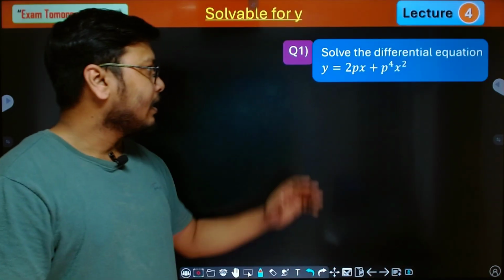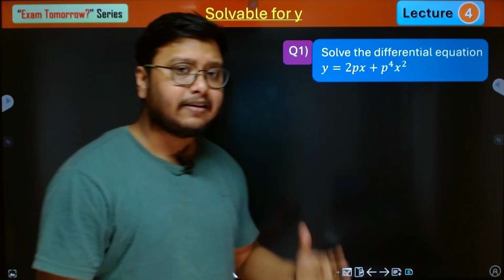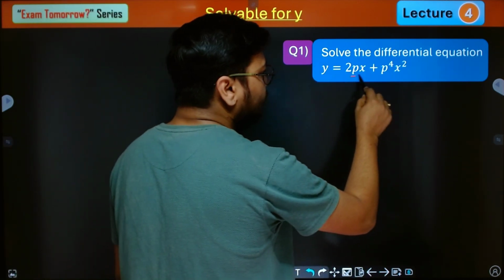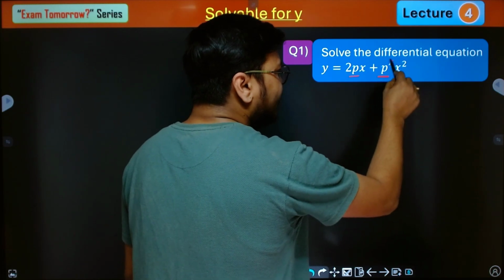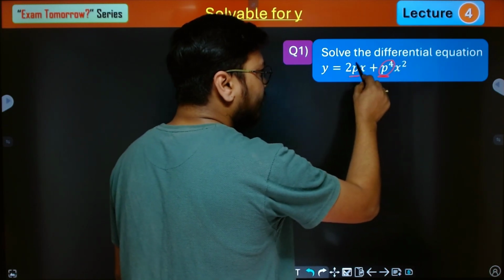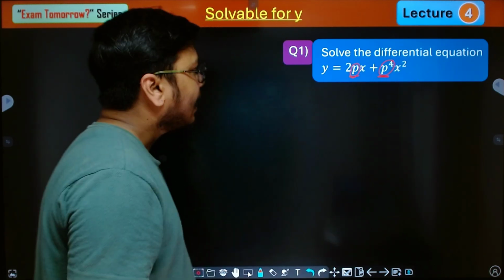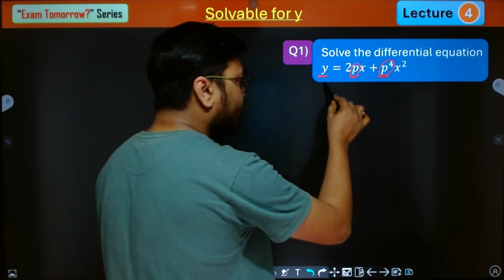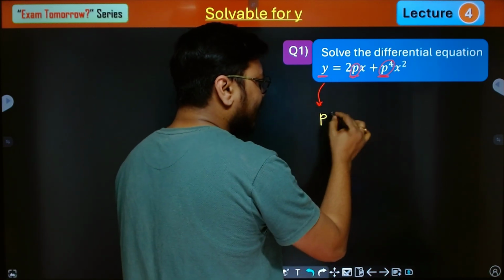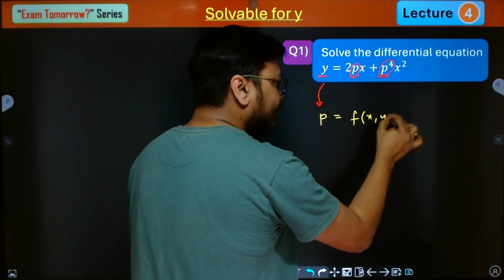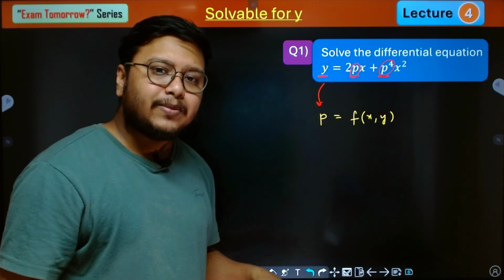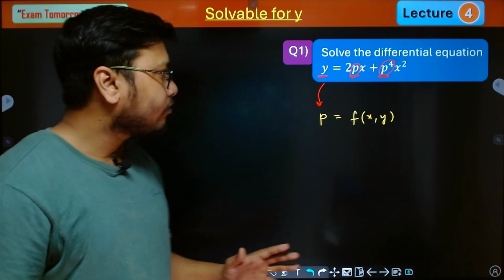Let's take a look at another differential equation. Here, if you observe, it's going to be difficult if you try to solve this for p, because p is having a very high power over here. There is again one power of p, and on this term there is no p at all. So trying to express p as a function of x and y is really difficult because we won't be able to factorize anything. That means it's not going to be solvable for p.